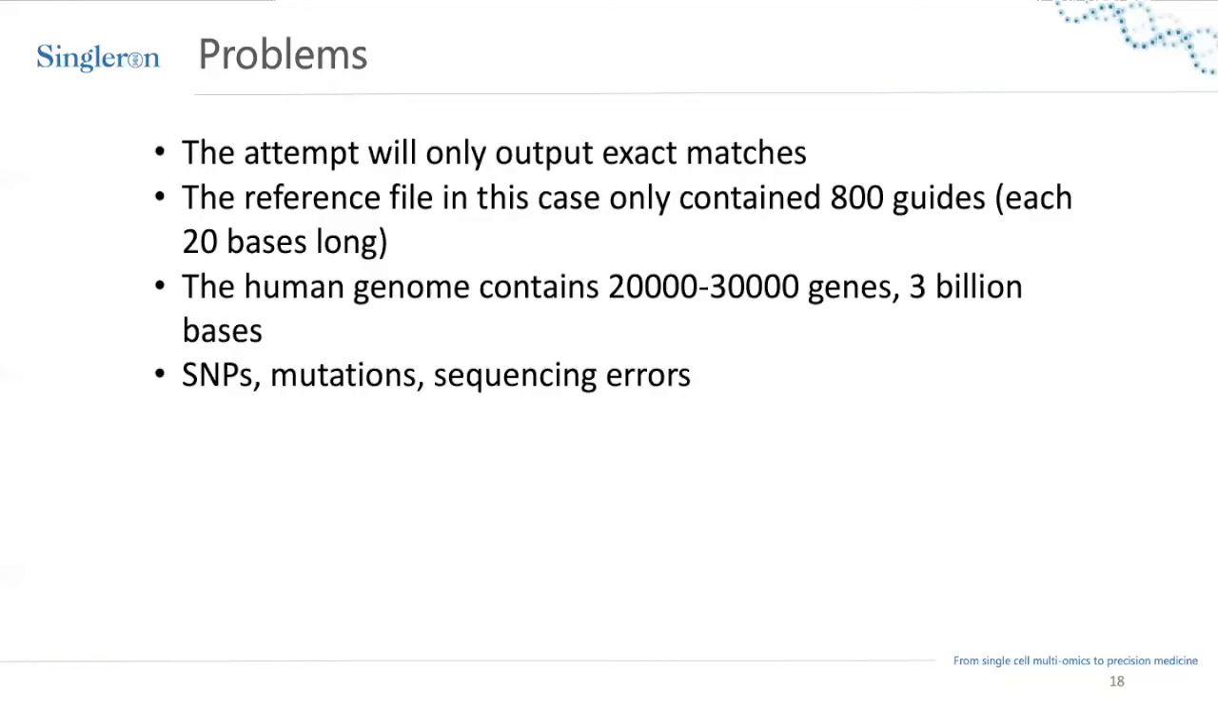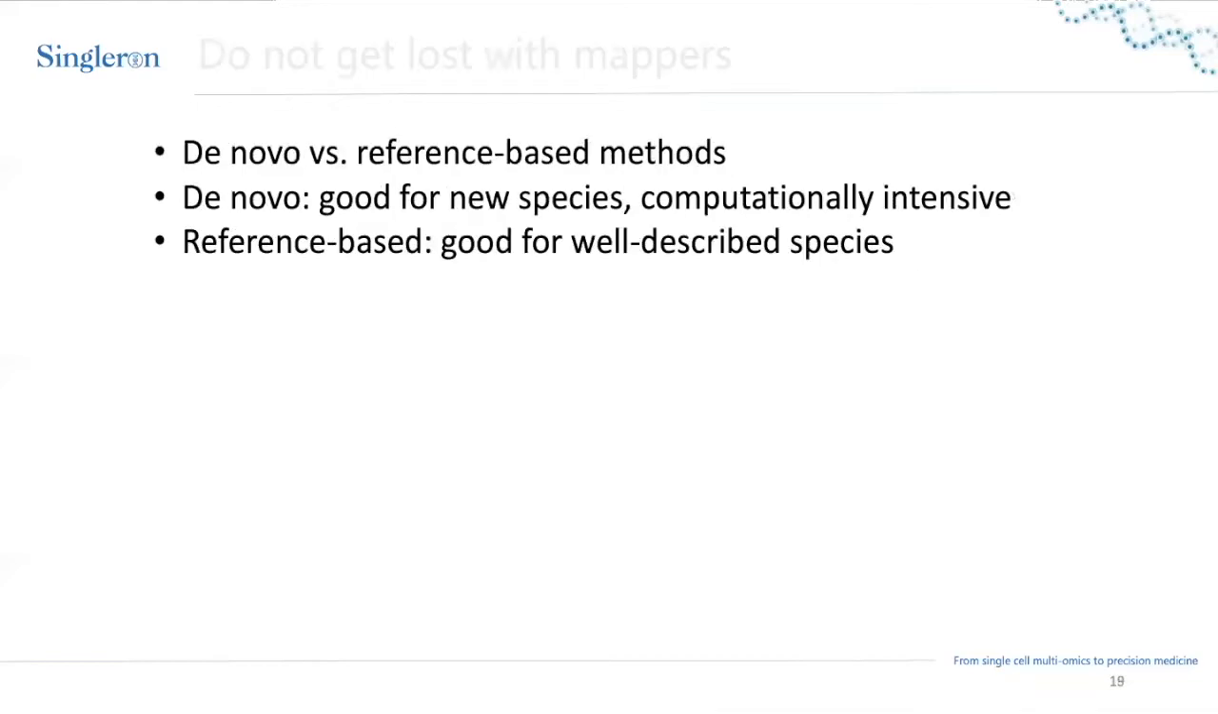The second is that we have SNPs between humans, so we will not match the reference genome 100% naturally. We have mutations and we have sequencing error. So from the get-go, you cannot do a 100% match. In this case, also our reference was very small, and therefore doing something like this is not going to work for a bigger reference, a bigger genome.